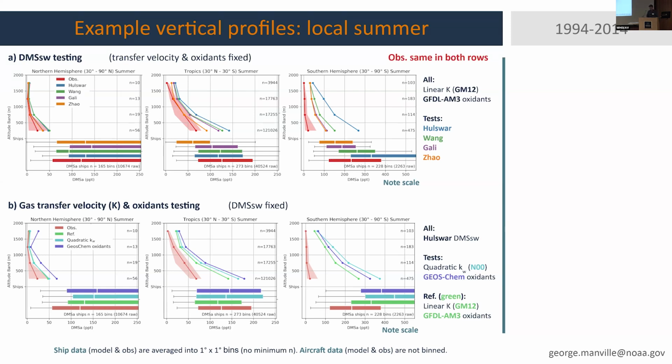And basically what you can see is that there is a disconnect in observed DMS between the surface and the altitude, especially at higher latitudes, not captured by the model.